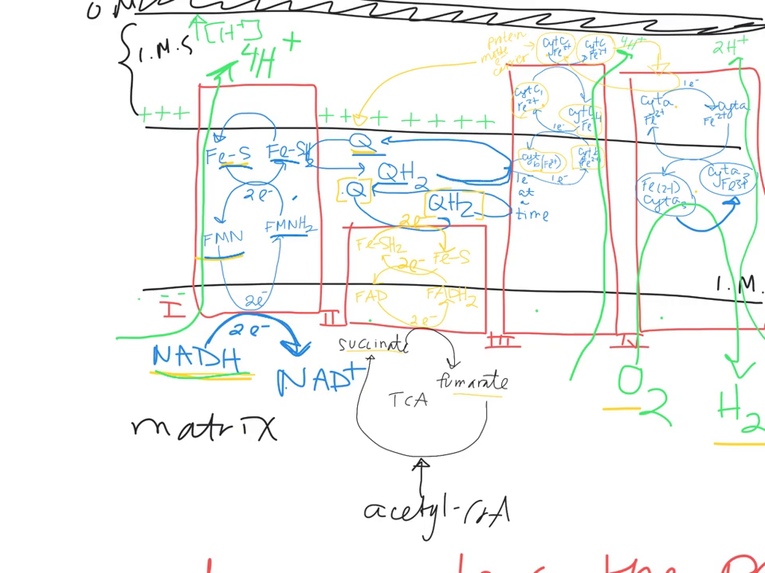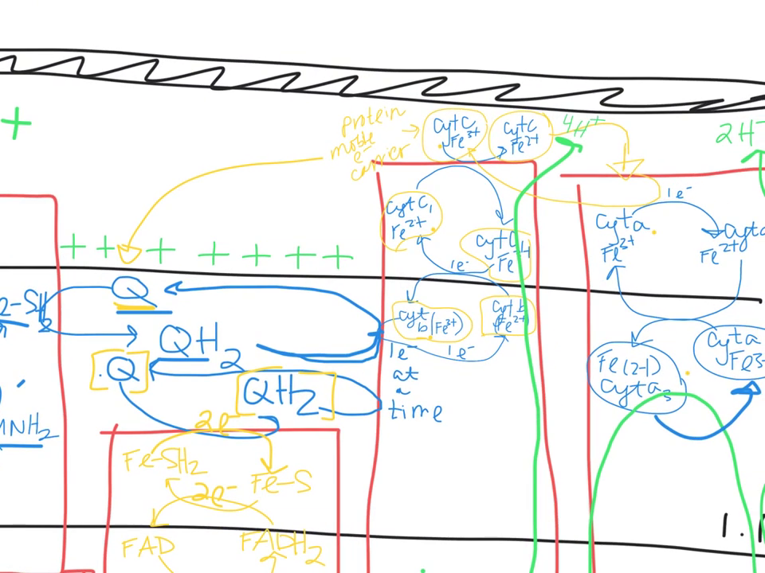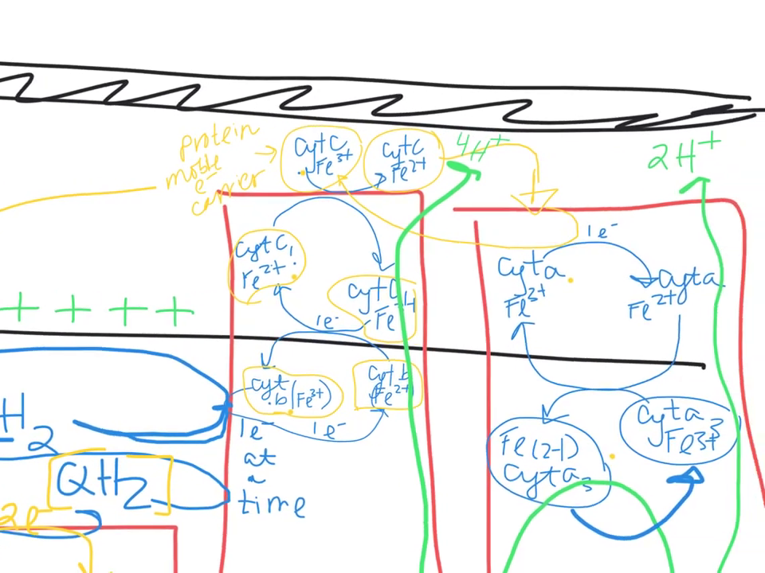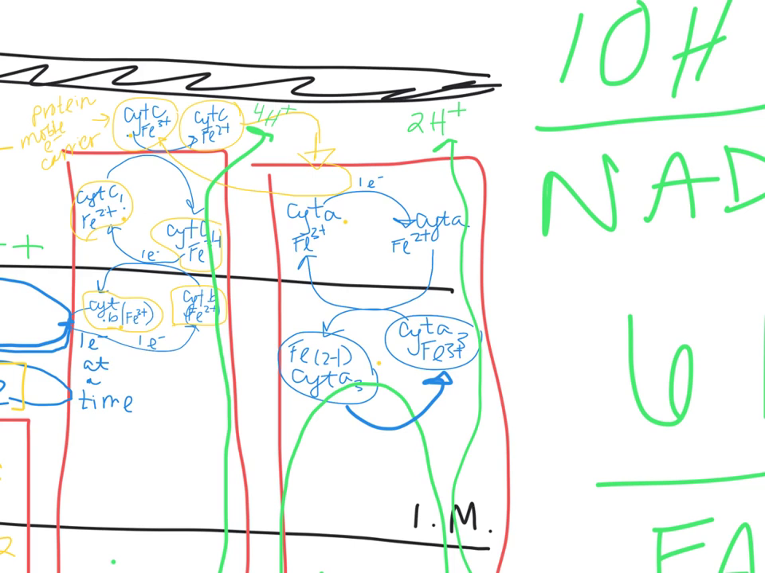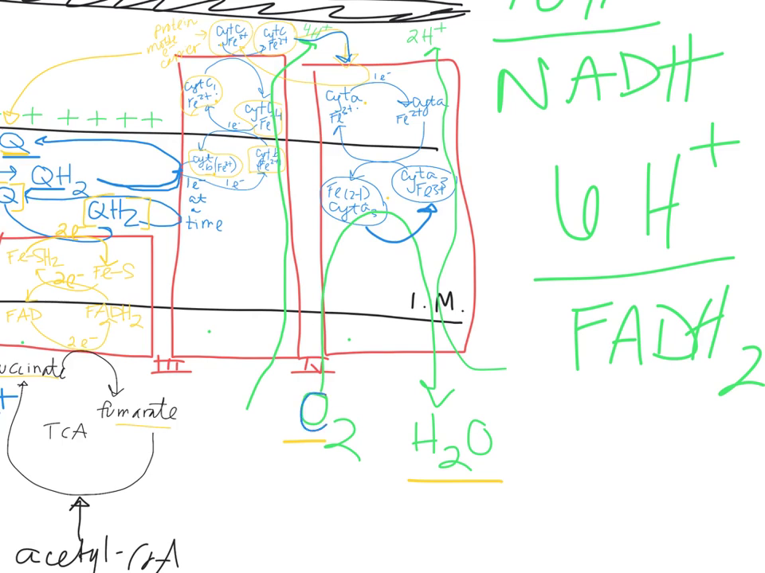QH2 then goes to complex 3 and drops off electrons one at a time. The first place those electrons go is Cytochrome B. Then they're passed to Cytochrome C1. Then they're passed to the mobile electron carrier, Cytochrome C, which travels through the intermembrane space and drops off electrons on complex 4. The first place they land is on Cytochrome A, and the second place they land is on Cytochrome A3. And then finally, those electrons are passed to an oxygen, which is reduced to water.